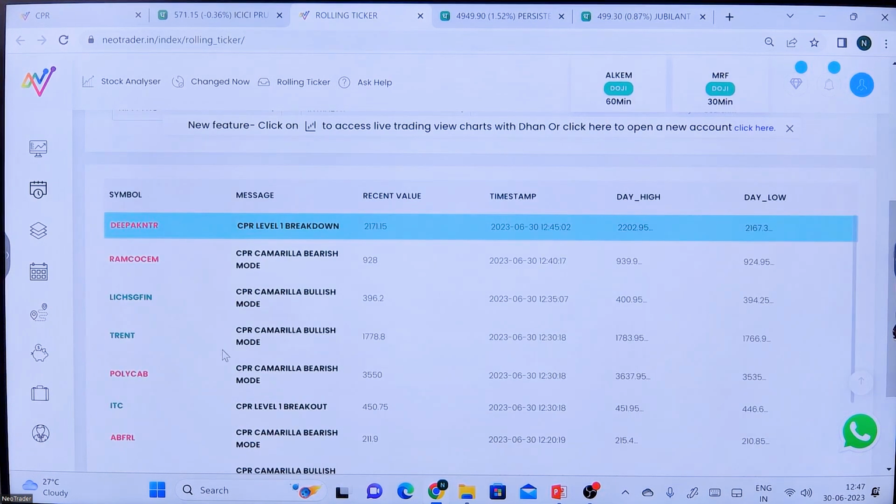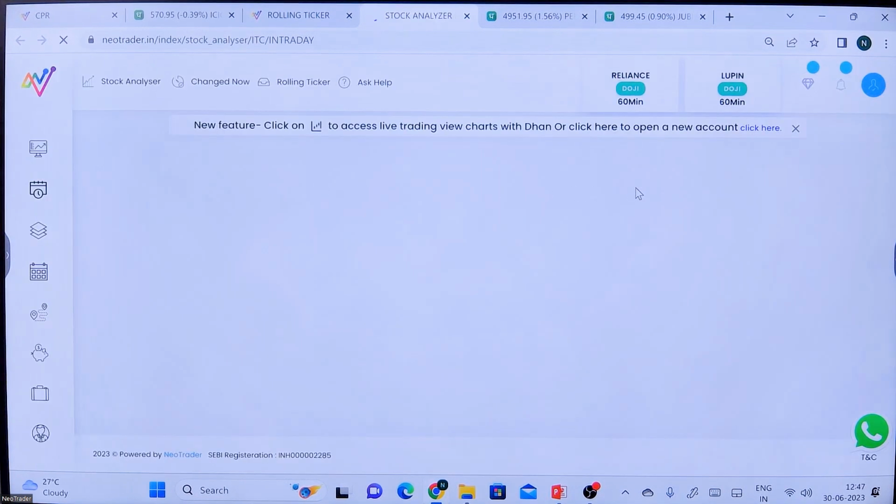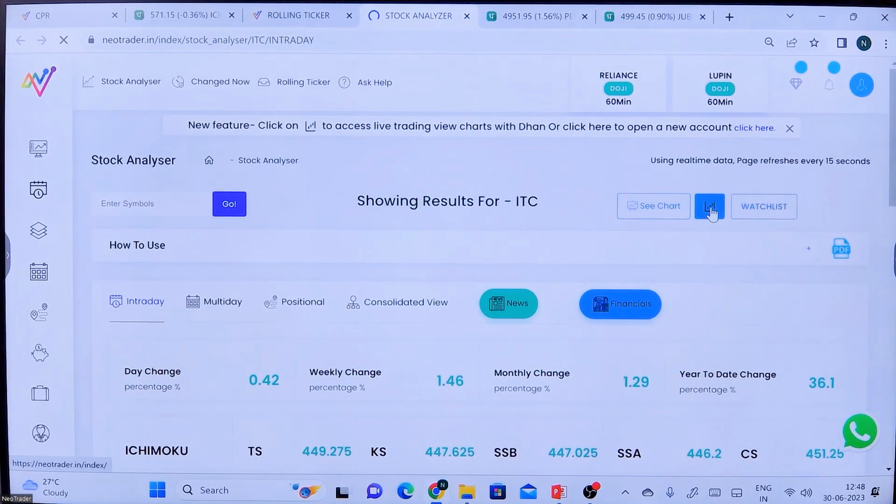I can see here these are the stocks that are moving, and you can see here that it is showing me ITC CPR level 1 breakout. So I can see here that this is ITC CPR level 1 breakout. So what I'll do is I'll click on ITC.